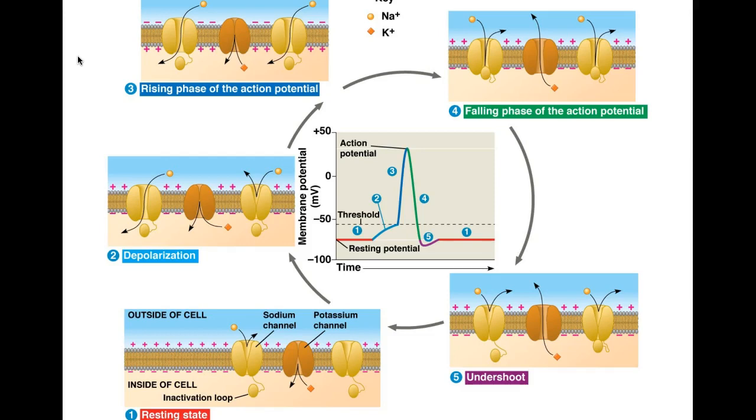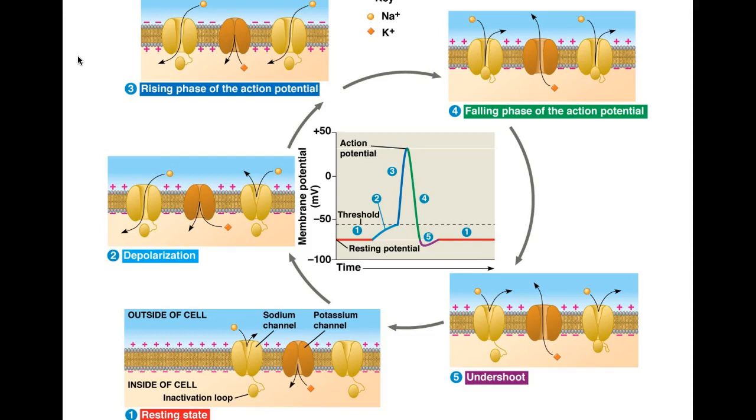So that's very quickly making the inside of the cell more positive or less negative, as you can see by the positive symbols underneath that bilayer, and then the negative on the outside. So now we have what's called the rising phase of that action potential.